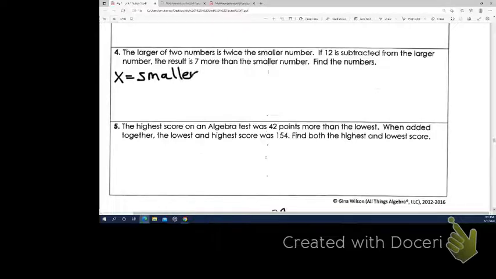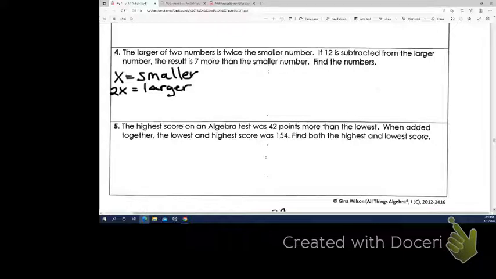Doesn't look different yet. And then it says the larger of the two numbers is twice the smaller. So twice means 2 times. So if the smaller is x, the larger is 2x. And then this time it's not their sum though. That part wasn't so bad. But this time it doesn't say the sum. It says if 12 is subtracted from the larger number.